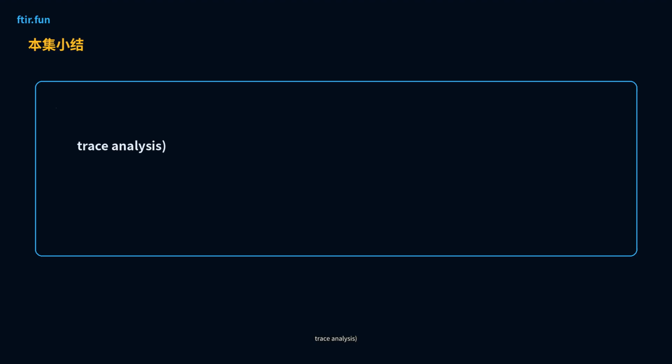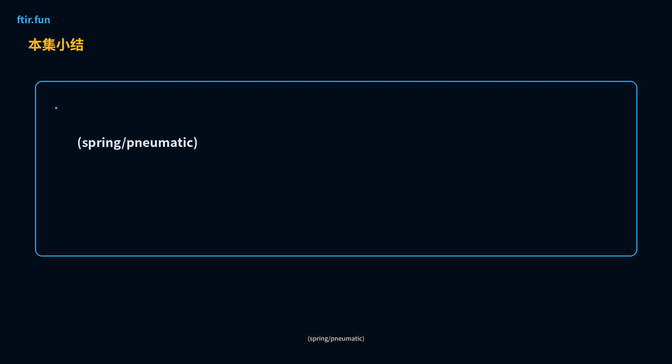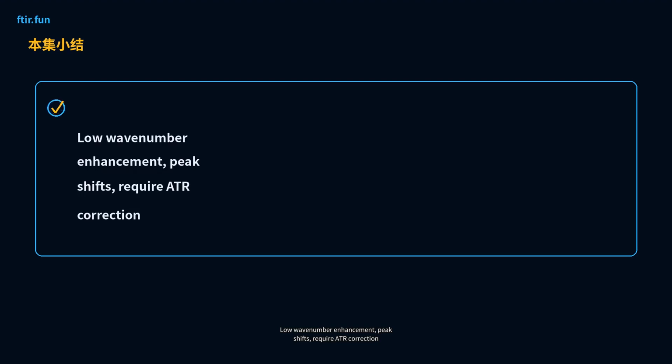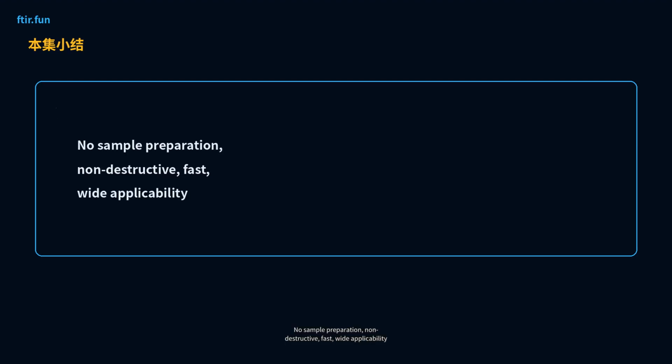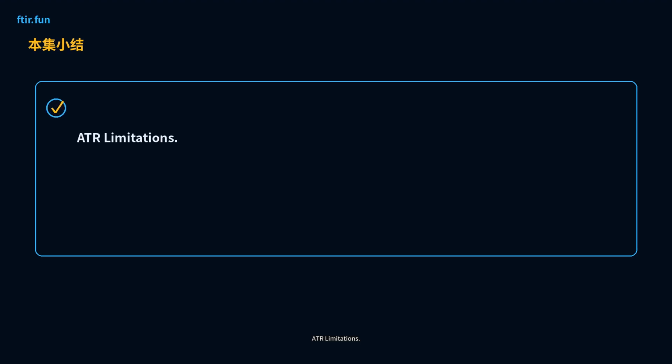Multiple: liquids, trace analysis. Sample contact: good contact is key. Requires pressure mechanism: spring, pneumatic. ATR vs transmission differences: low wave number enhancement, peak shifts, require correction. ATR advantages: no sample preparation, non-destructive, fast, wide applicability. ATR limitations: surface selectivity, not suitable for gases, spectra need correction. Historical milestones.